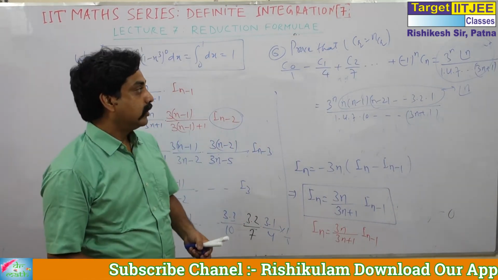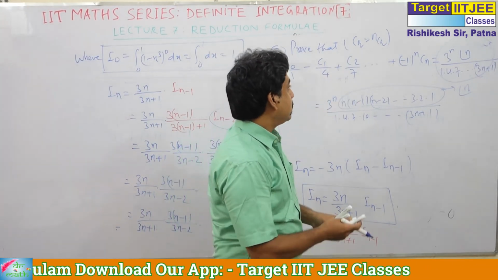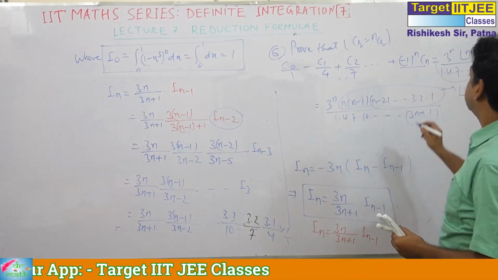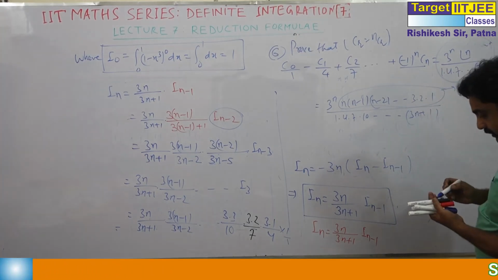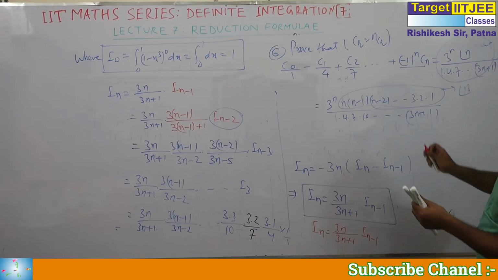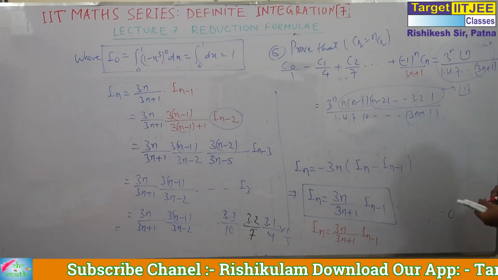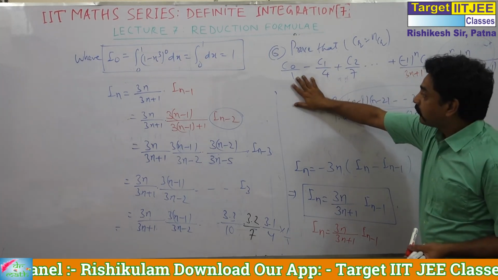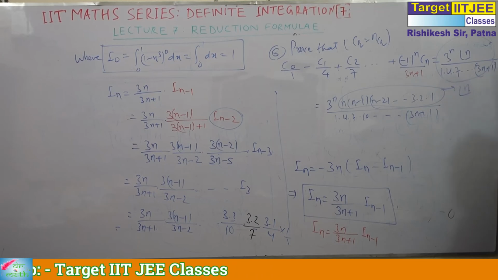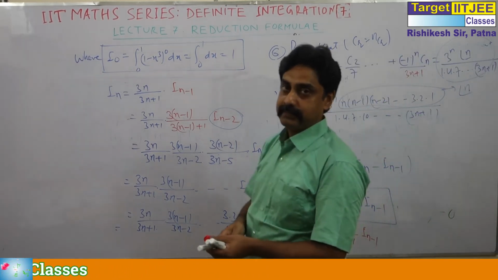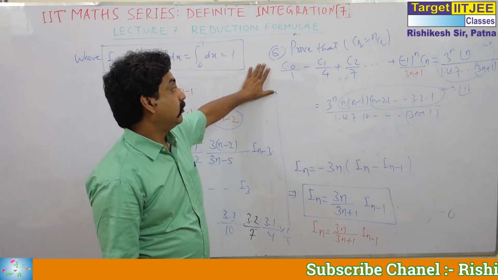Suppose the common difference is 4, you will get C0 by 1 minus C1 by 5 plus C2 by 9 and so on, up to some last term. Let me correct the question: the last term is 4n plus 1. So if the common difference is 4, the result will be 4 to the power n into n factorial over 1 into 5 into 9 and so on. Let's move to one more question on the sum of binomial coefficients.